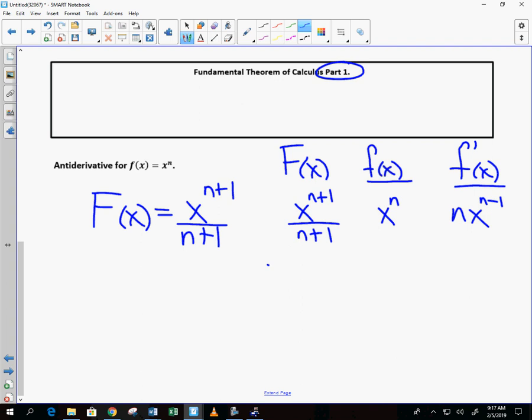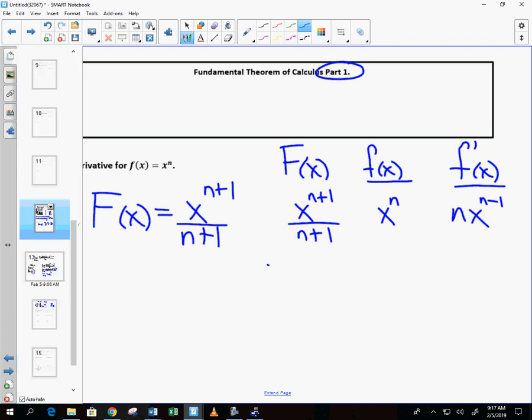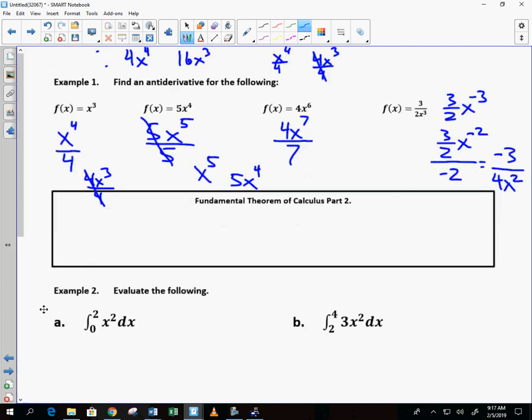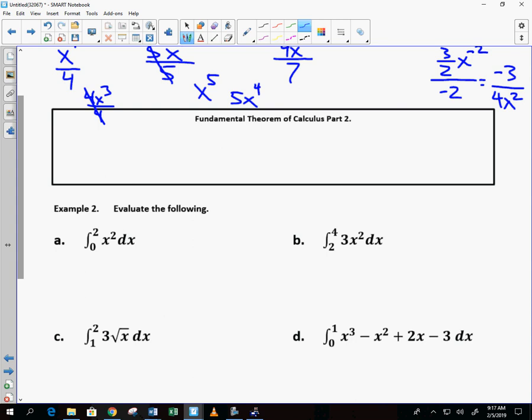So you guys have a big question about what the heck this has to do with area. Here's the idea. Fundamental Theorem of Calculus Part 2 says this: the integral from a to b of f of x dx. We just got done doing that. You guys did your assignment yesterday, okay?